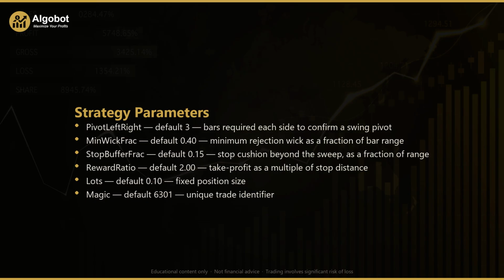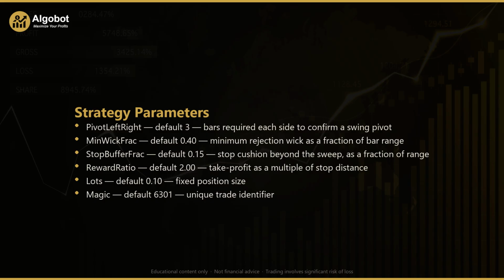Let's walk through every input so you know exactly what you're adjusting. The first parameter is pivot left-right, which defaults to 3. This controls how many bars must sit on each side of a candle for it to count as a swing pivot. A higher number, up to 8, gives you stronger, more significant levels but fewer of them. A lower number, down to 2, makes the EA more sensitive and produces more frequent but less reliable levels.